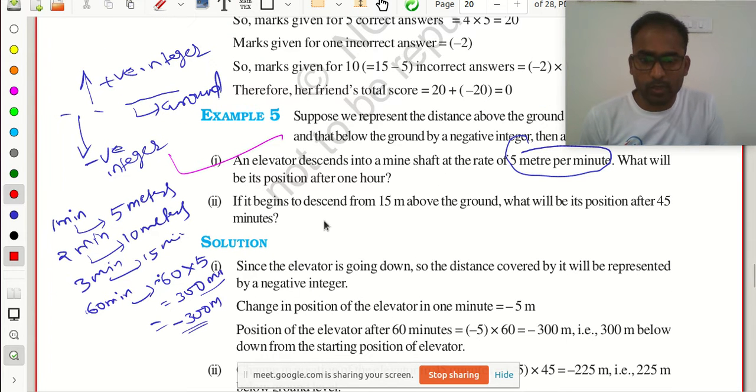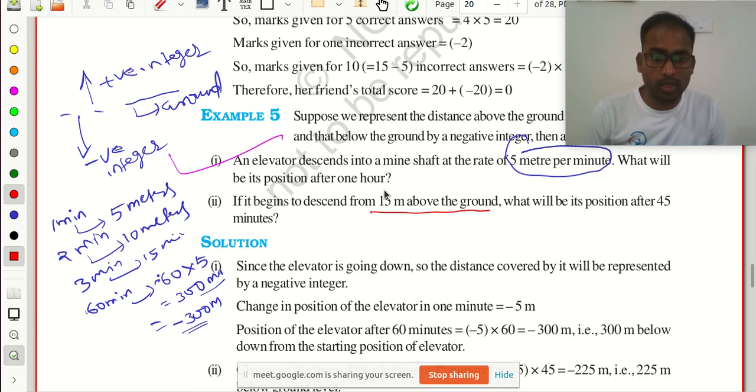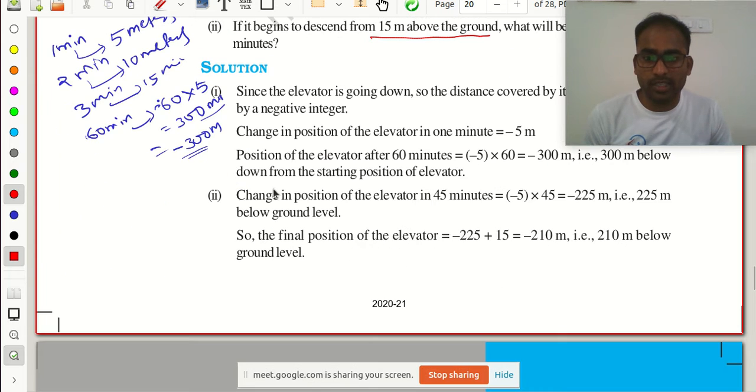If it begins to descend from 15 meters above the ground, what will be the position after 45 minutes? Initially it is 15 meters above the ground, and what will happen after 45 minutes? So just check from the ground itself. After 45 minutes, how will it be?